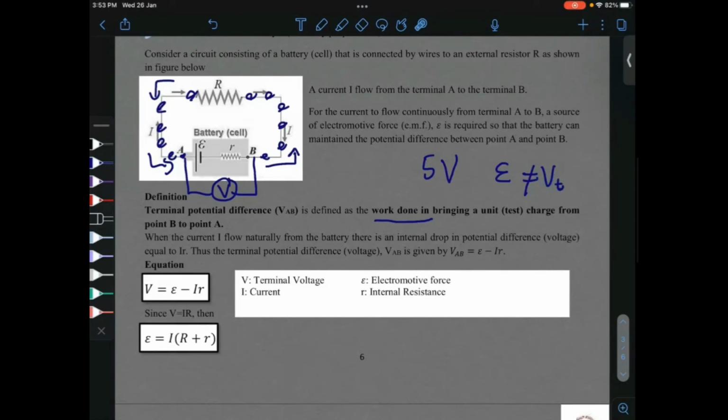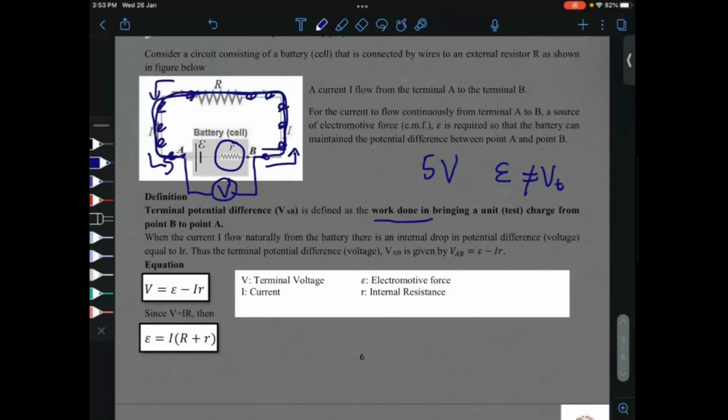Alright, when the current flows naturally from the battery, there is an internal drop in the potential difference. Okay, bila dia flow daripada battery, dia akan ada drop in the potential difference equals to IR. Drop ini disebabkan oleh current akan lalu this internal resistance. Thus, the terminal potential difference VAB is given as apa saja yang akan lalu AB ini, apa saja current yang akan lalu AB ini adalah after you have passed through the internal resistance.